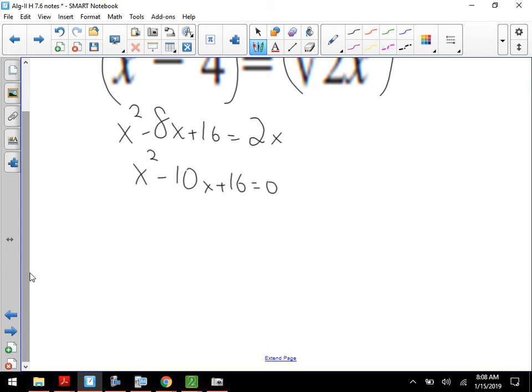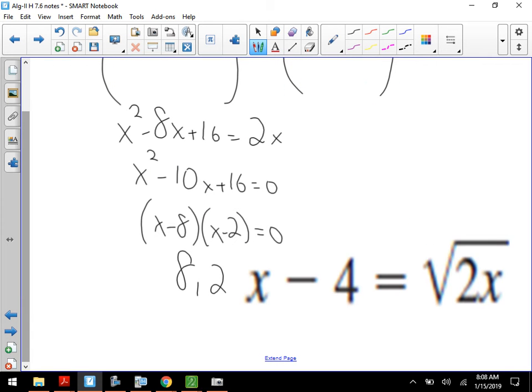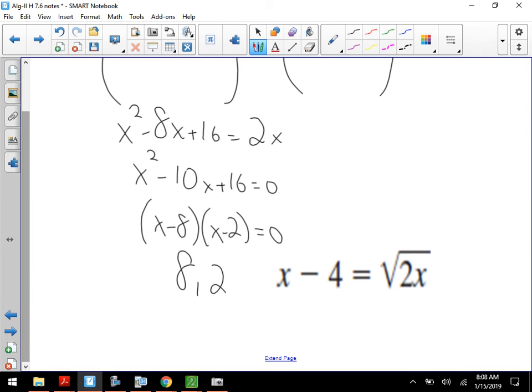What times what is positive 16 that you add together to get negative 10? Very good. Negative 8, negative 2. Gives you zeros at 8 and 2. Very good. Which means you have to check, do they work?